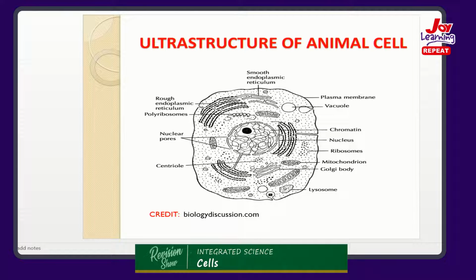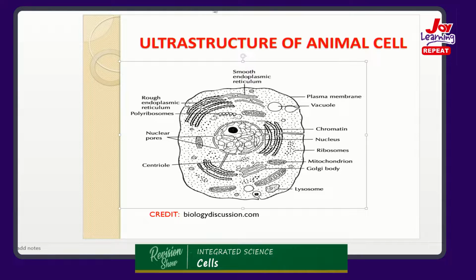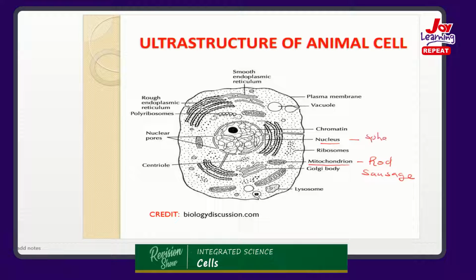What can you say is the shape of the nucleus? Look at the nucleus, the entire nucleus. You can see the cursor going around it. We will say this is spherical. What about the mitochondria? Mostly we say rod shape, or sausage shape, whilst the nucleus will be spherical. In the nucleus, you have a lot of things like chromatin and nuclear pore.